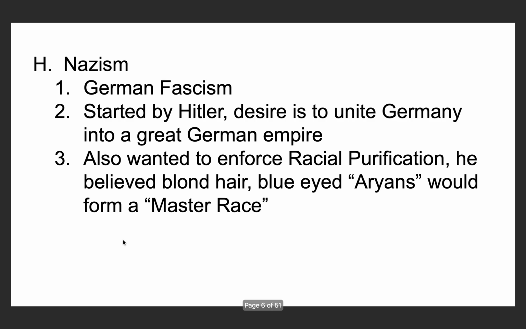been for these countries. Okay, now the most popular form, and I shouldn't say popular, most infamous form of fascism is going to be Nazism. This is German fascism. Nazism was started by Hitler. His desire again was to unite Germany into a great empire as it once was. He also wanted racial purification of blonde-haired, blue-eyed, Aryan people of the Aryan race, which basically is just white, blonde-haired, blue-eyed. He wanted to form a master race of superior humans based off of this, which is ironic because Hitler is neither blonde-haired nor blue-eyed, nor is he actually German.